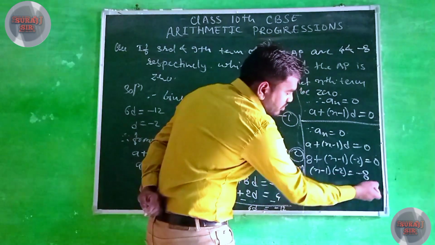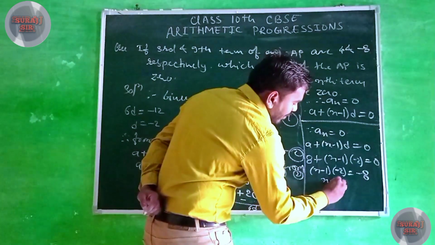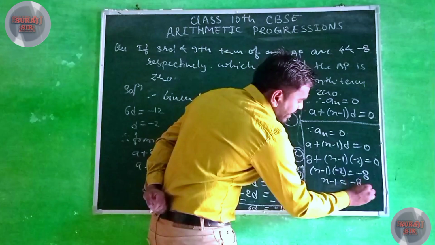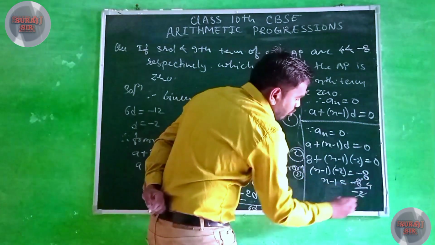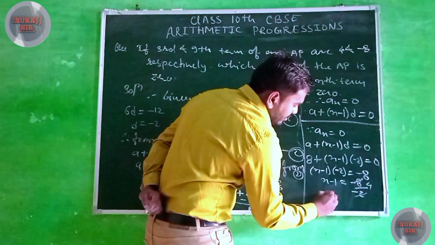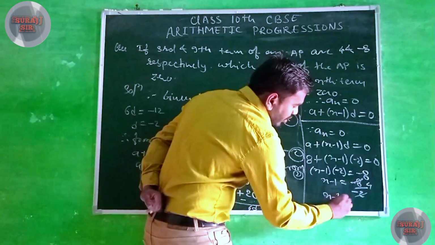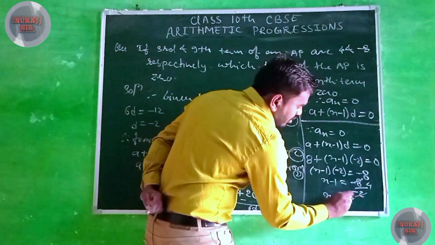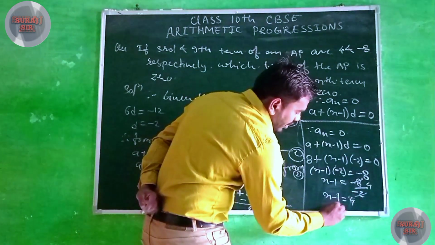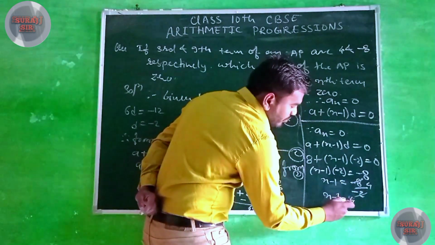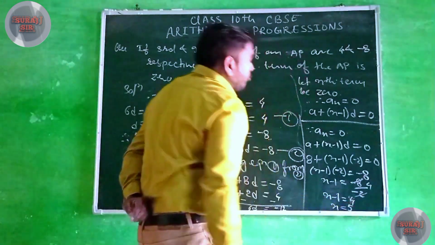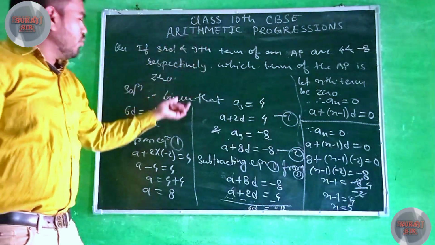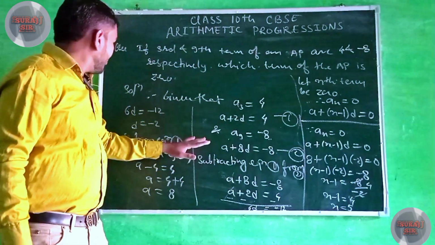Now minus 2 transposes, so what will it become? n minus 1 is equal to minus 8 upon minus 2. Minus minus cancels out. 2 4s are 8. So n minus 1 is equal to 4. Therefore n is equal to 4, and minus 1 will transpose to the right hand side and become plus 1. So it is 5. So the fifth term of this AP will be 0. The fifth term of the AP will be 0.